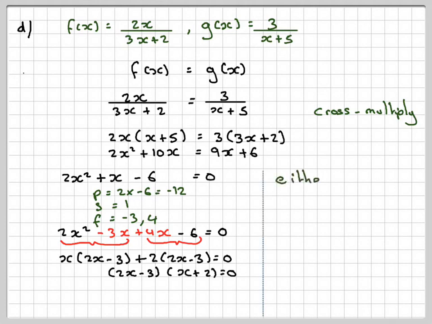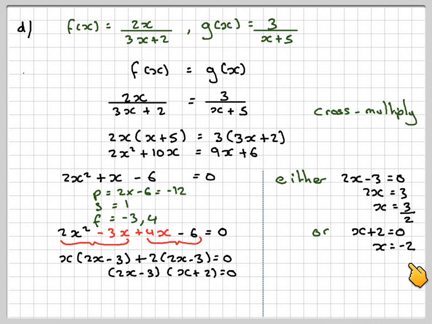So now we're going to say either 2x minus 3 is equal to 0, which means that 2x is equal to 3, x is equal to 3 over 2, or x plus 2 is equal to 0, which means that x is equal to minus 2. So two solutions, x is minus 2 or x is 3 over 2.